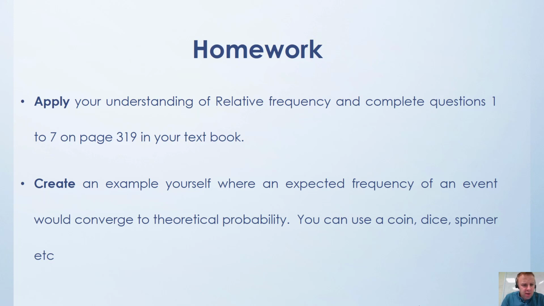So just some homework. Apply your understanding of relative frequency and complete questions 1 to 7 on page 319 in your textbook, and create an example yourself where an expected frequency of an event would converge to theoretical probability. You can use a coin, die, spinner, or whichever you think is relevant. Just don't spend too long. Don't have trials of over 100, we'd say. Try and keep it simple enough.